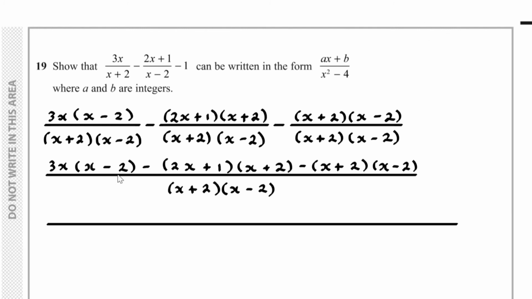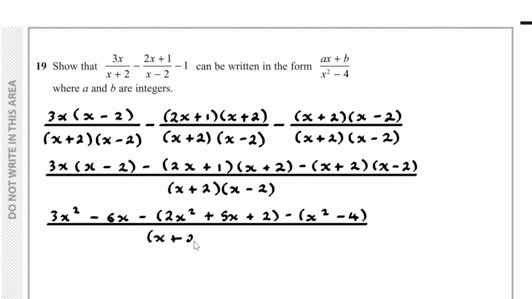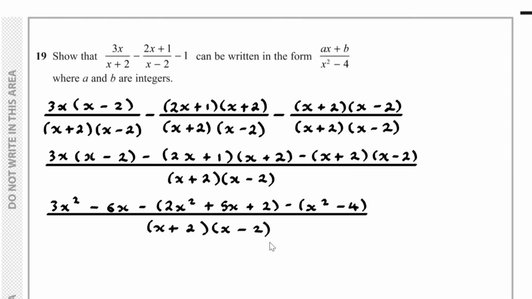So now let's try to simplify the top. I've got 3x squared minus 6x minus, and then in brackets here, we would have 2x squared. Then I've got 4x plus another x, so that's 5x. Plus the 2, subtract, and then here if I expand and simplify, we've got x squared minus 4. And on the bottom, we've got x plus 2 multiplied by x minus 2.